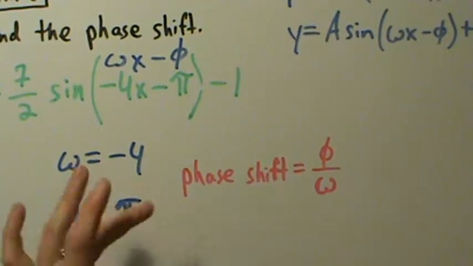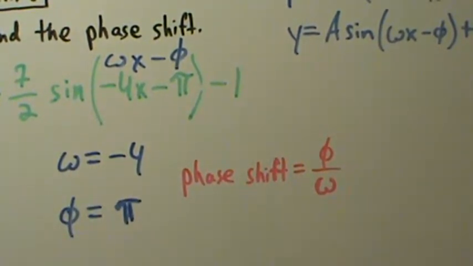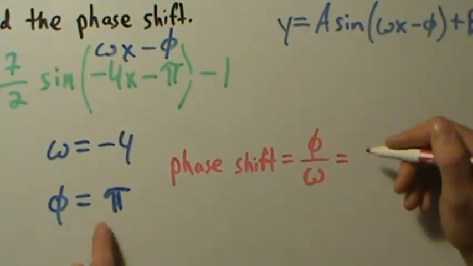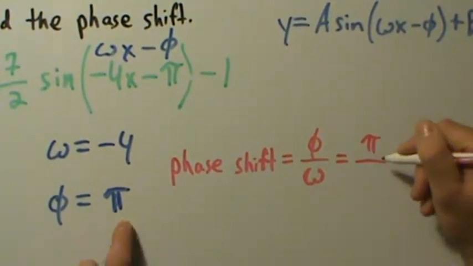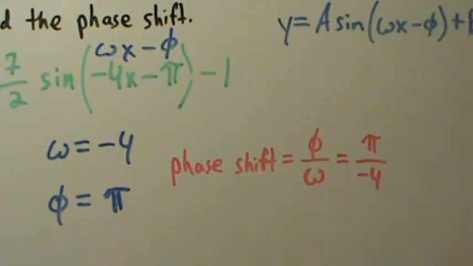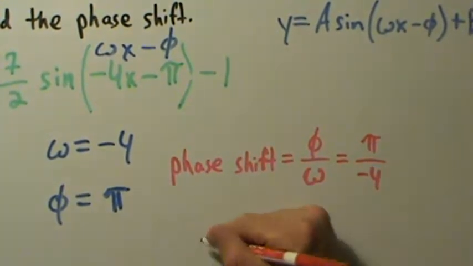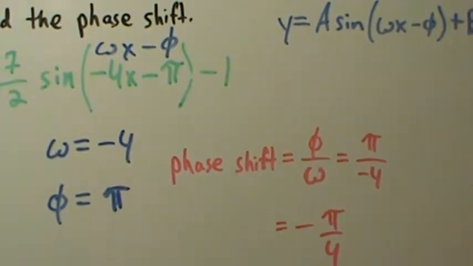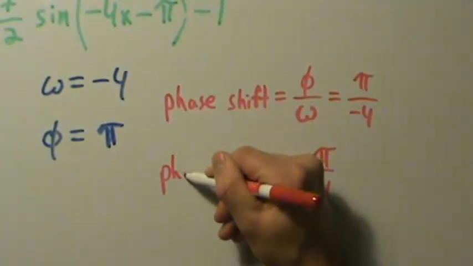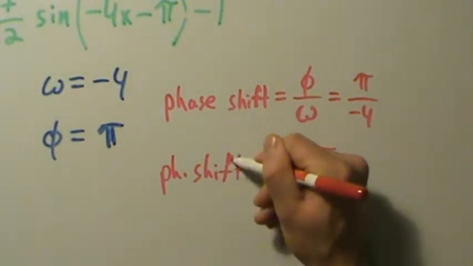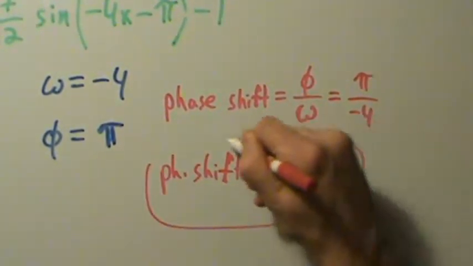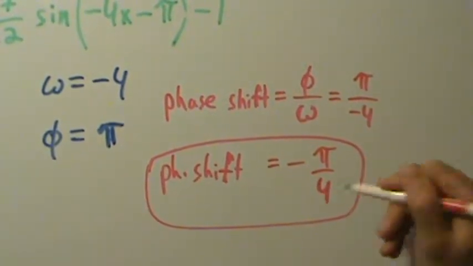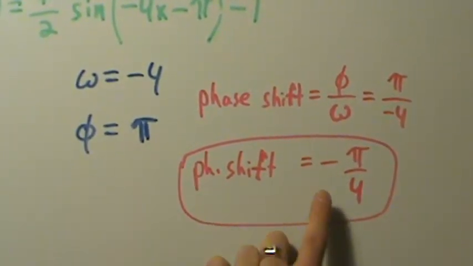But phase shift is just a horizontal shift to the right or to the left, so it could be positive or negative. What is phi? Phi is just pi. Omega is negative 4. And really, that's our answer. It's kind of weird to write it like that, so maybe we can just say equals negative pi over 4. And that's our answer here. Phase shift equals negative pi over 4. So abbreviating phase because I guess those 3 extra letters really make it more difficult. So anyway, phase shift is negative pi over 4.